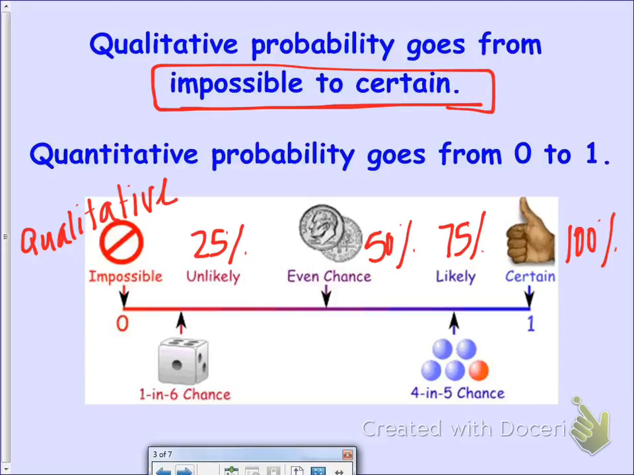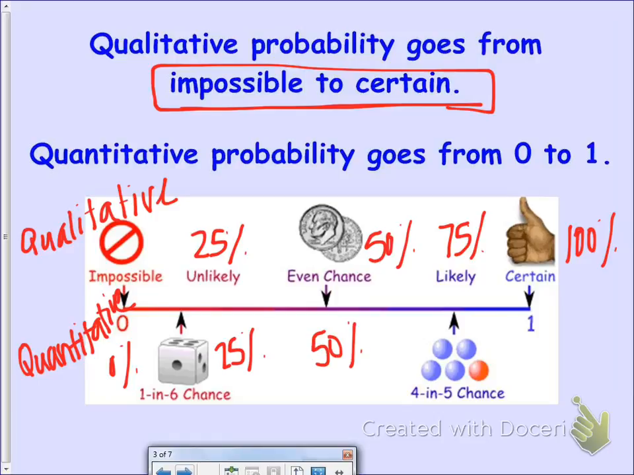Whereas your quantitative goes from 0 to 1. So this is where our quantitative comes into play. So 0 again means 0%. A 1 in 6 chance is about 25%. Again, 50% is the even chance. This is in that middle range. They say 80%, but it's okay. And then another 100%. So the big thing here is words right here.